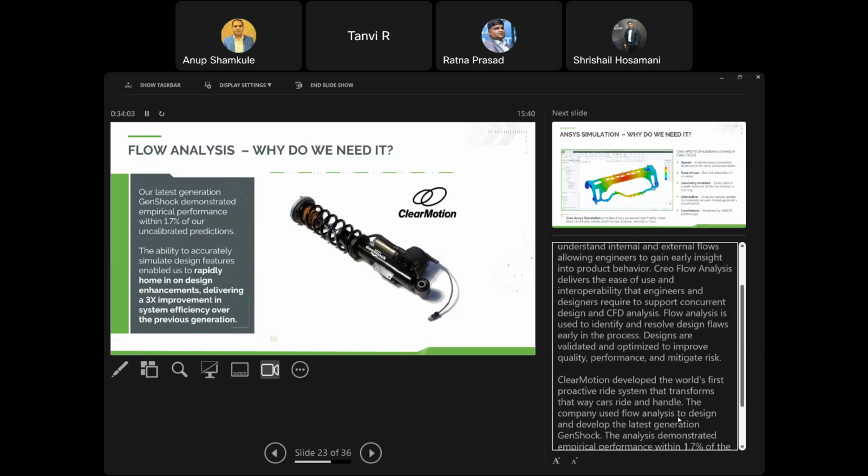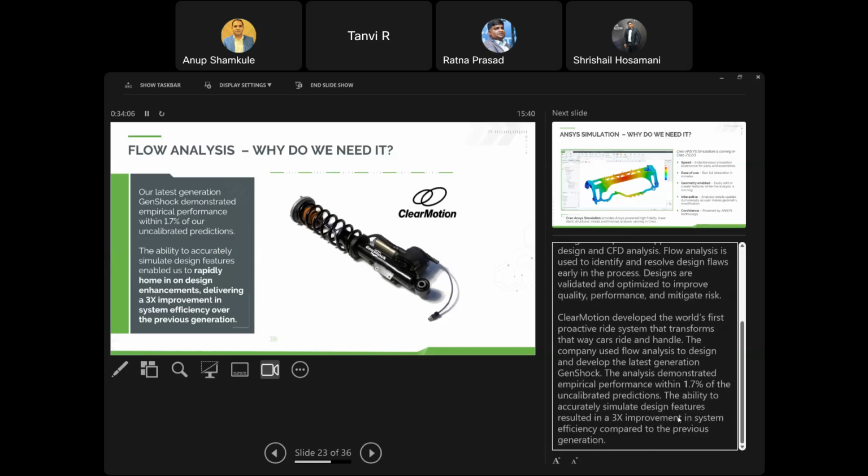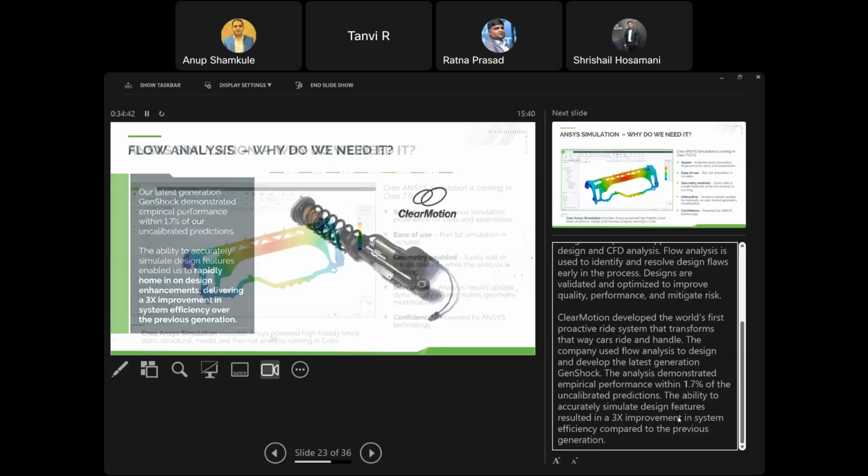For example, look at the example you're seeing here. Clear Motion developed the first proactive ride system that transforms the way cars ride and handle. This company used flow analysis for designing and developing the GenShock, which is the product name. With this analysis they got around 2% uncalibrated prediction error, and it resulted in a 3x improvement in system efficiency compared to the previous version of the product.